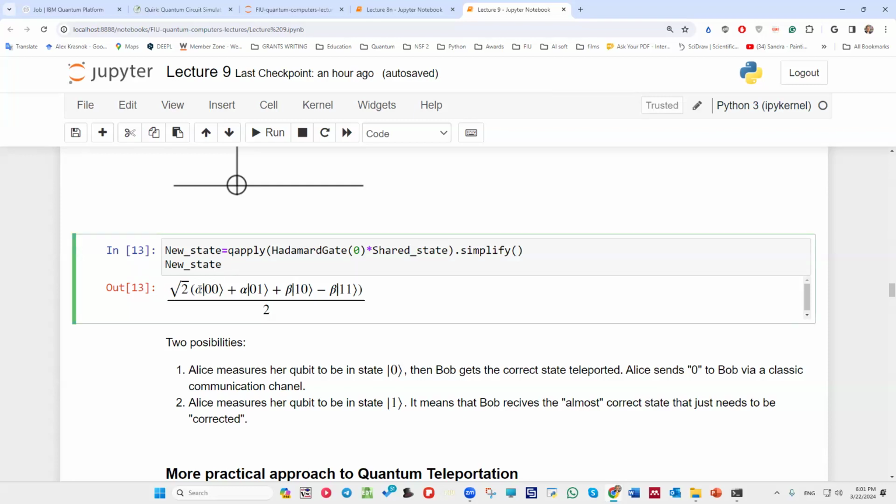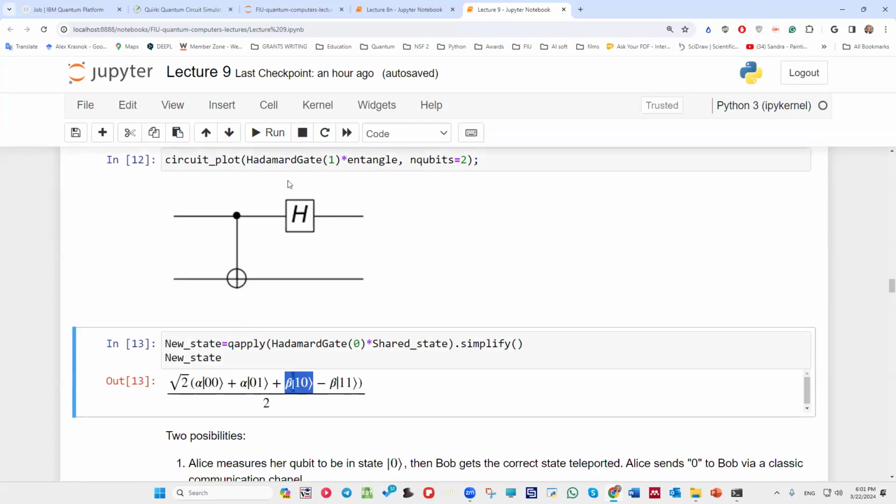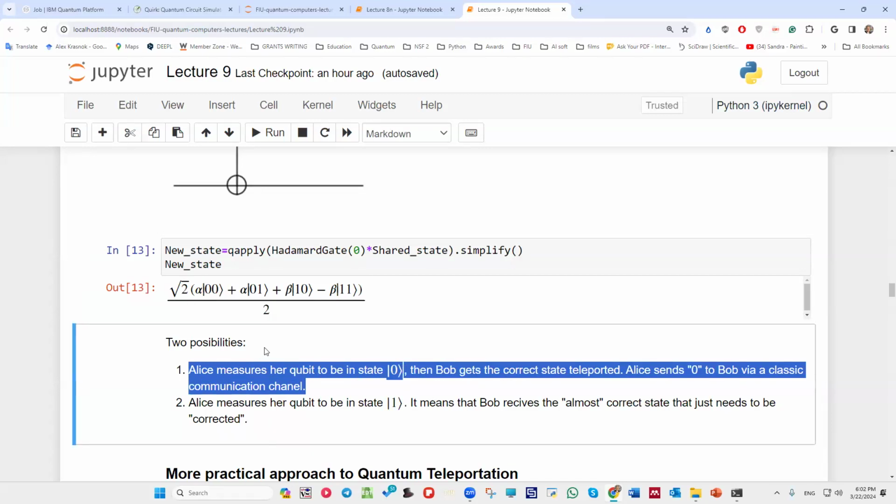She might know what alpha and beta are. She might even have no idea about what her state is, but she can teleport it using a circuit like this, basically measuring the entangled system of two qubits in the plus, minus basis. Okay. This is possibility number one I listed here.